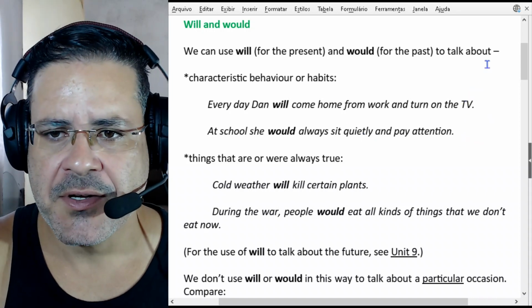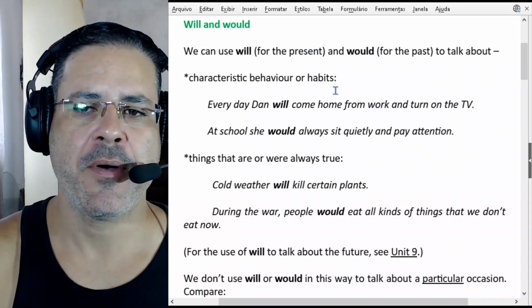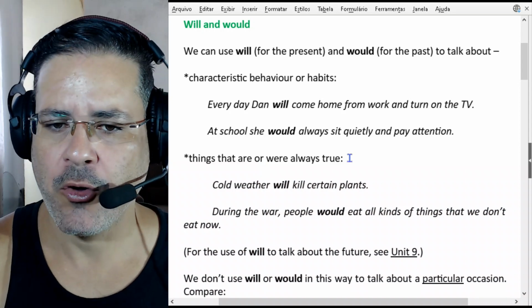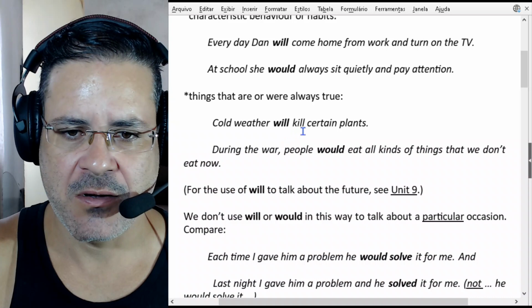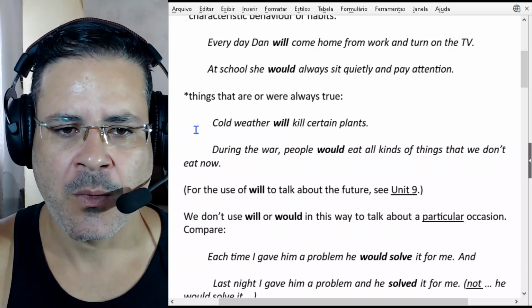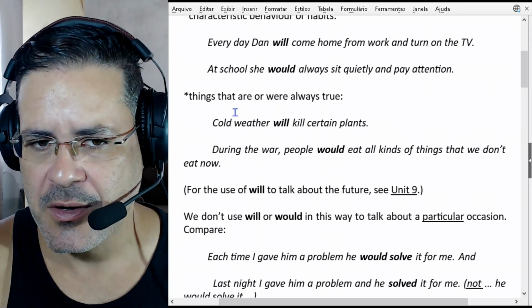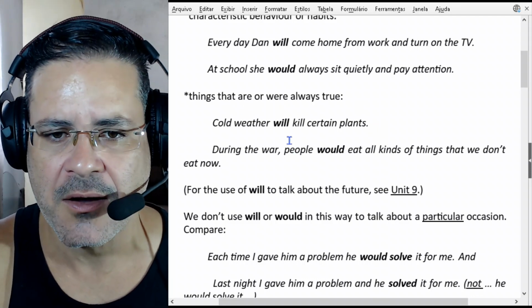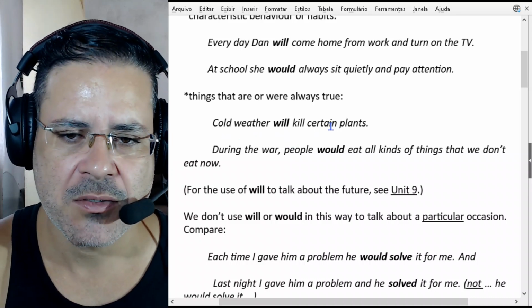Another characteristic now. We can use will for the present and would for the past to talk about things that are or were always true. For example, cold weather will kill certain plants. So we're talking about things that are or were always true. It's a certain fact. It's our reality.